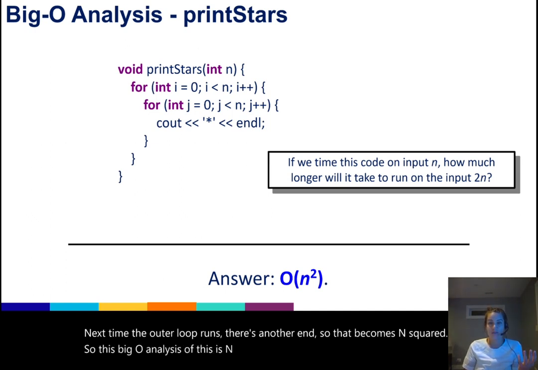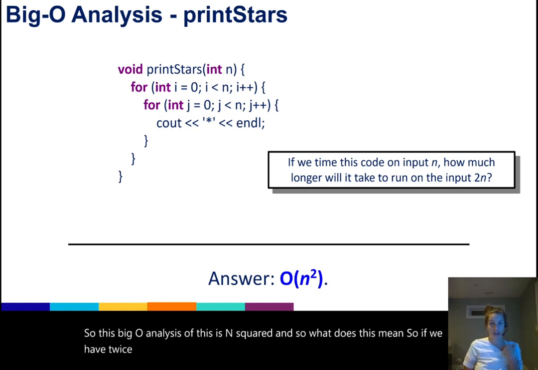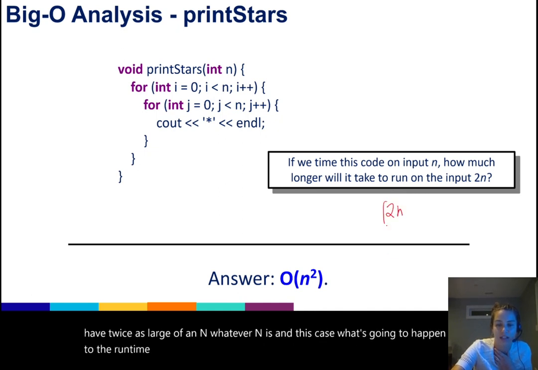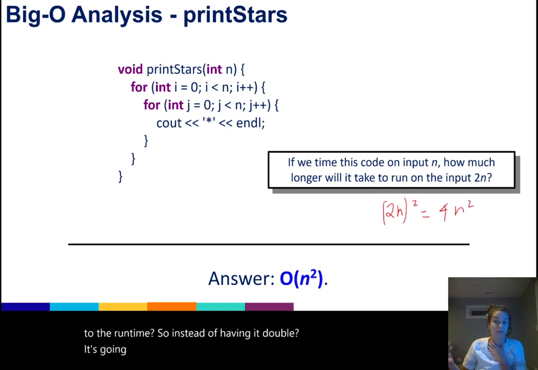And so what does this mean? If we have twice as large of an n, whatever n is in this case, what's going to happen to the runtime? So instead of having it double, it's going to be times 4.